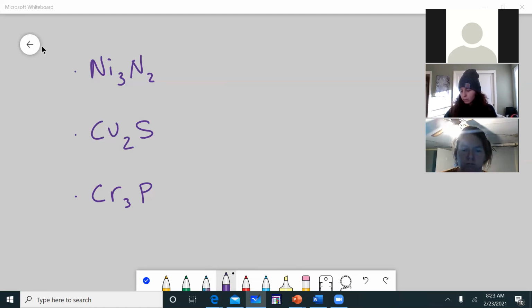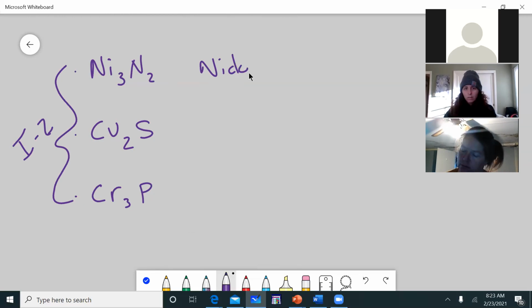Okay, so first thing, again, is to identify what it is, make sure that we're using the appropriate rules. So these first things we're bumping into are all metals, and they all have varying charges. So we would say that all of these are ionic and they're type 2. So we do need a Roman numeral. So this first one, this is nickel. Nickel has a varying charge, so I will need a Roman numeral. And then this thing is nitride.